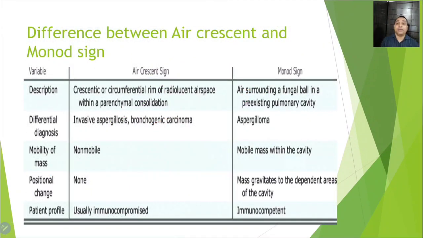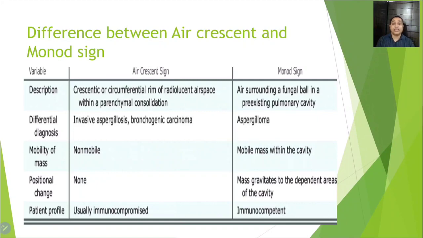Then, very important, what are the differences between the air crescent sign and the Monod sign, because they are nearly the same. Okay, so the first differentiating point: in the air crescent sign, there is a crescentic or circumferential rim of radiolucent air space within the parenchymal consolidation, and the Monod sign is air surrounding a fungal ball in a pre-existing pulmonary cavity. The air crescent sign is commonly seen in invasive pulmonary aspergillosis and bronchogenic carcinoma, whereas the Monod sign is commonly seen in aspergilloma, which is also called a fungal ball.